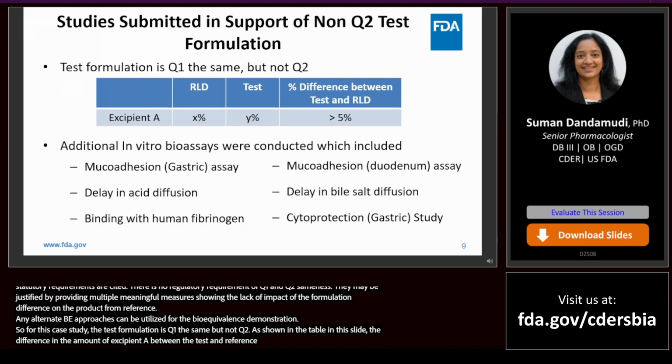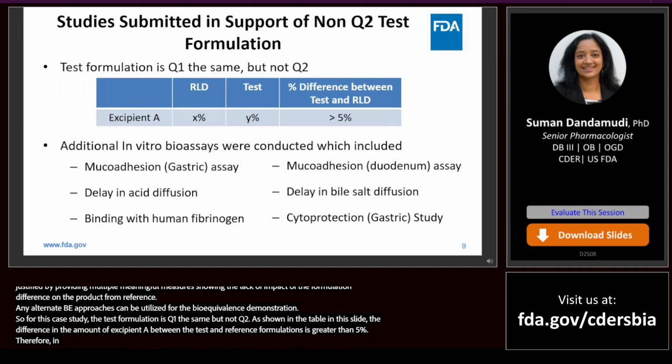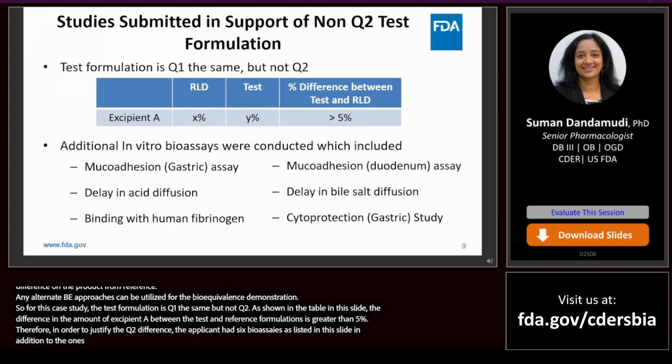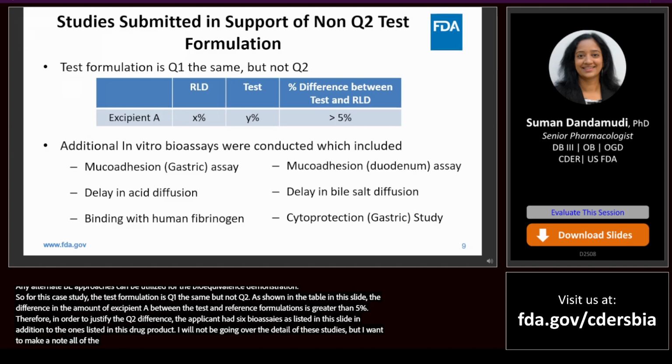Therefore, in order to justify the Q2 difference, the applicant provided the results of 6 bioassays as listed in this slide, in addition to the studies that were recommended in the PSG for this drug product. I will not be going over the details of these studies. However, I want to make a note that all the proposed additional studies were based on the mechanism of action of the sucralfate, which I have gone over in detail in the previous slide.